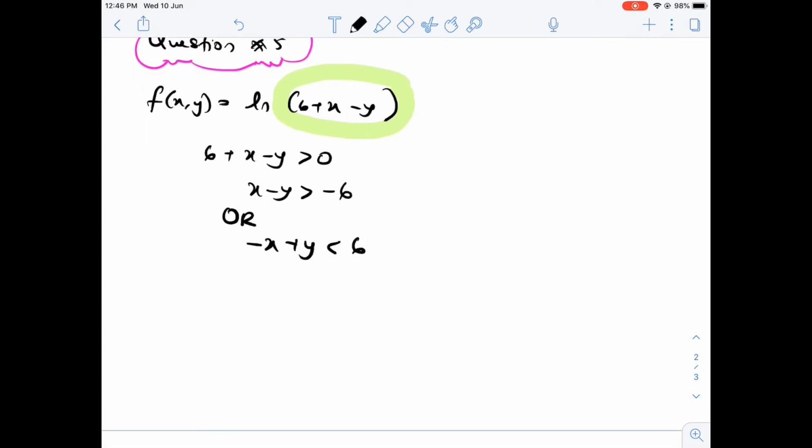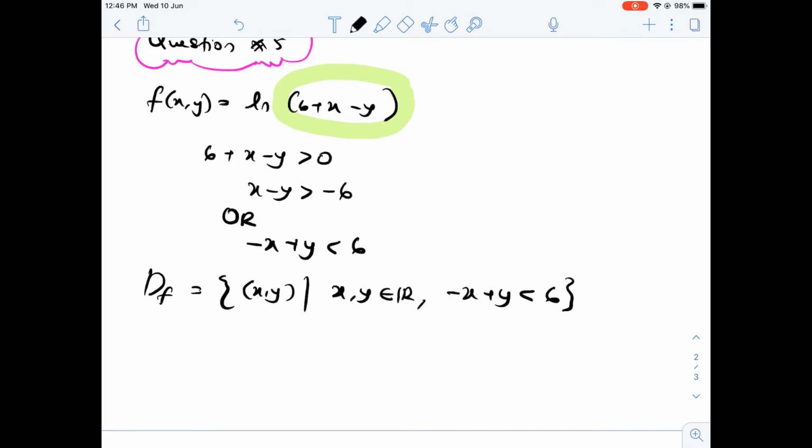Therefore the answer would be: domain of f should be (x,y) such that x and y are elements of the real numbers, but negative x plus y should be less than 6, like this. Okay, so done.